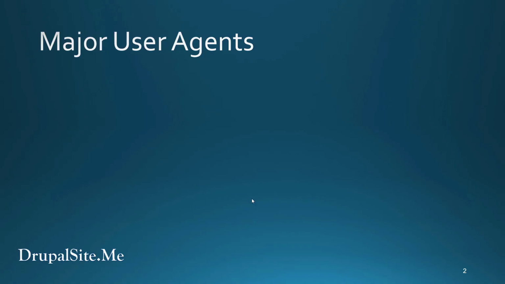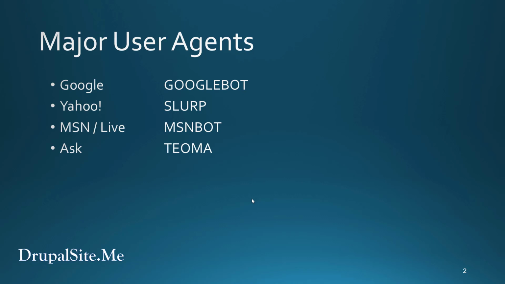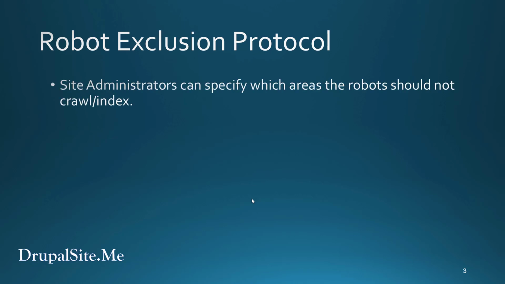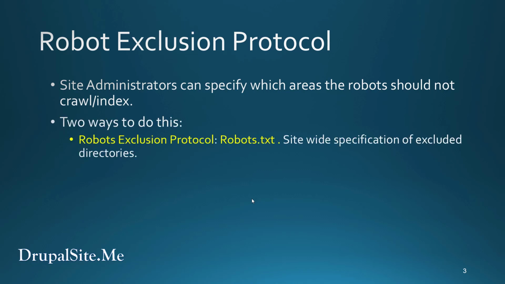Major user agents are, for Google, Googlebot, for Yahoo, Slurp, for MSN, MSNBot, Ask, Teoma. There are hundreds of them. Obviously, these are the main ones. To make it work, the site administrators can specify which areas the robots should not crawl or index. And there are two ways of doing this.